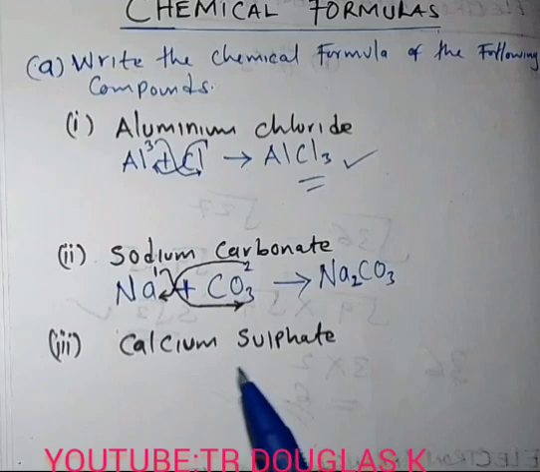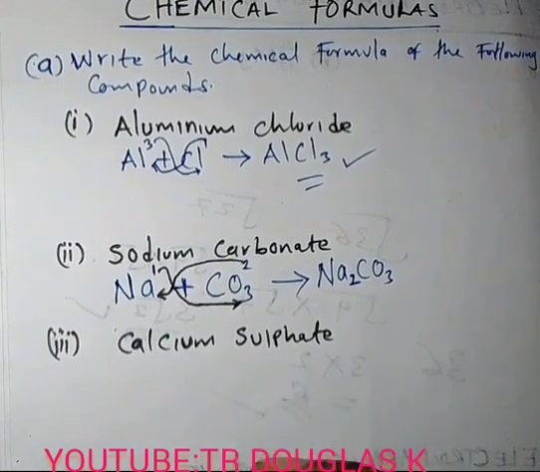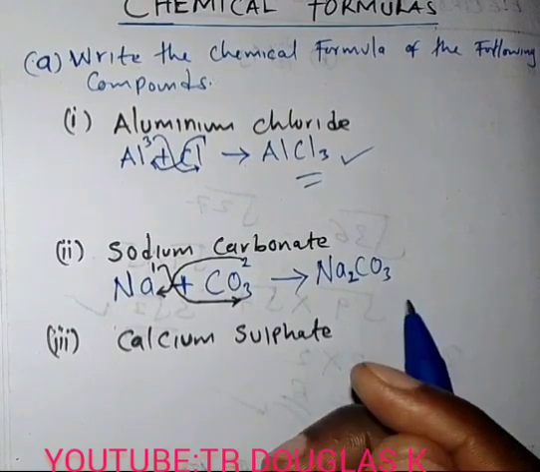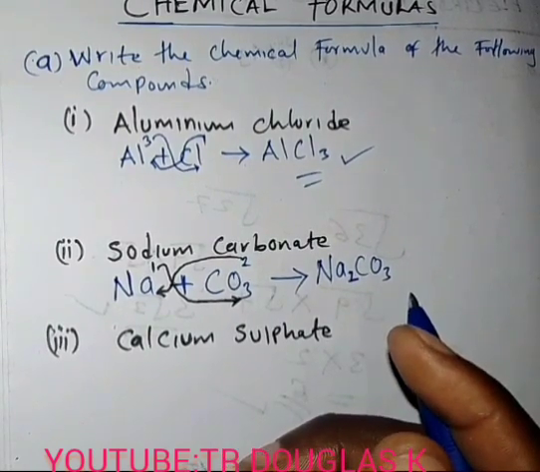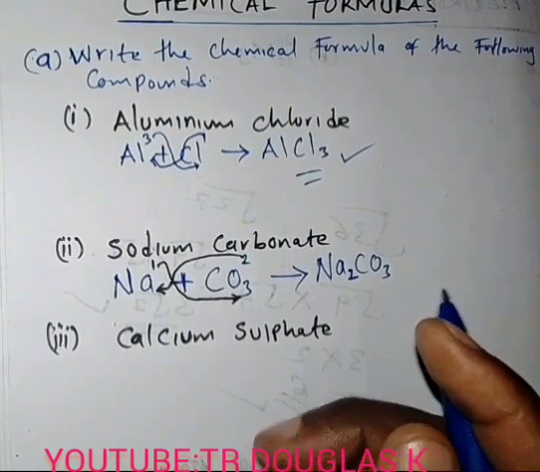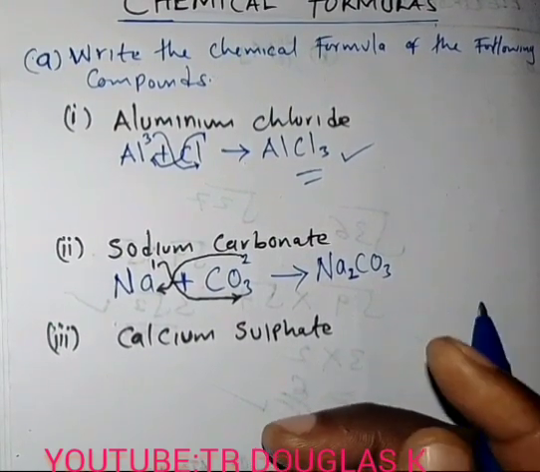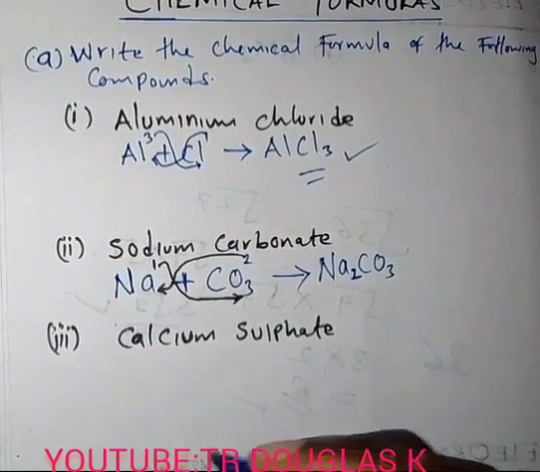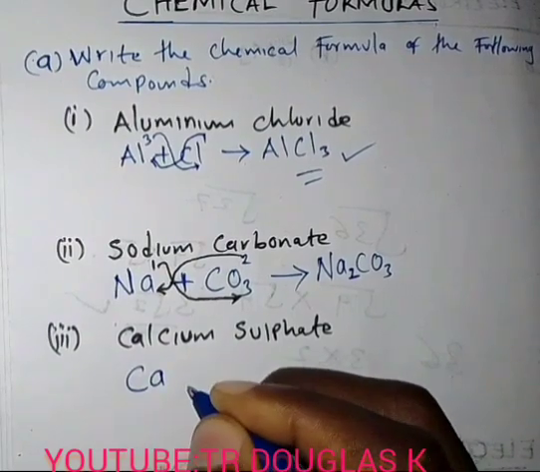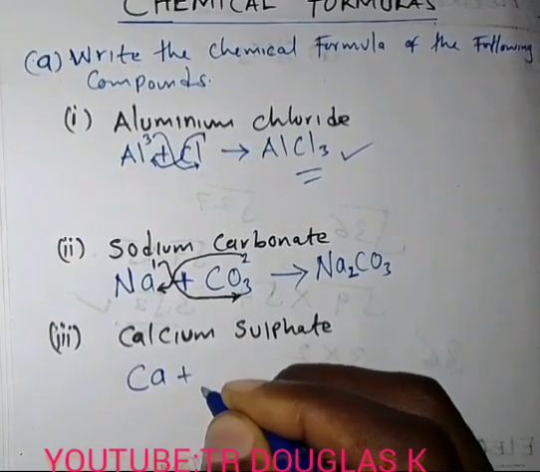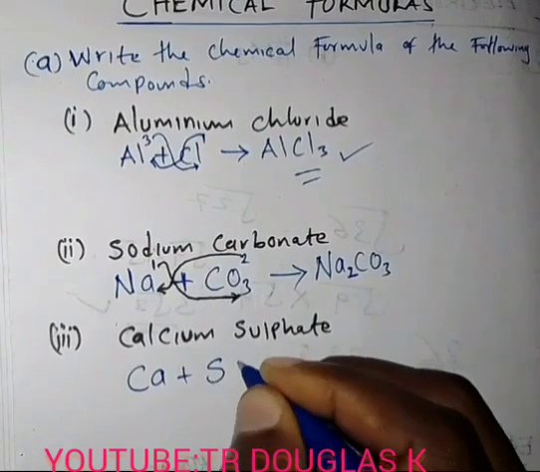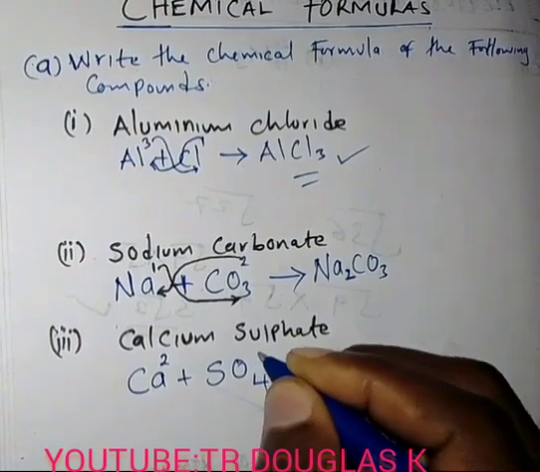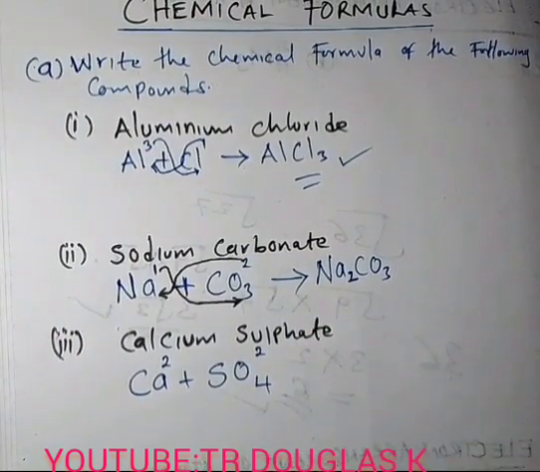Let us look at the other remaining part of the question, calcium sulfate. What we know about calcium is that it is a group 2 element, and this tells us that it has a valency of 2. Then we have sulfate, which is a radical, and it also has a valency of 2. So during formation of calcium sulfate, calcium will react with sulfate. We have seen calcium has a valency of 2, and even the sulfate has a valency of 2.